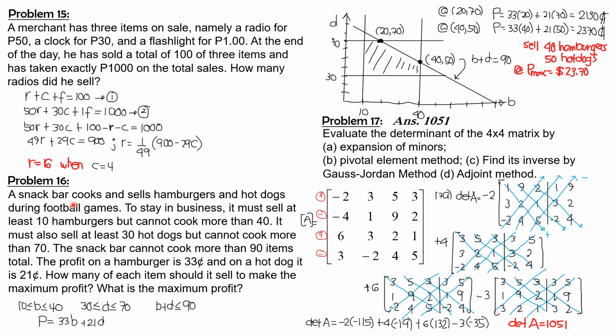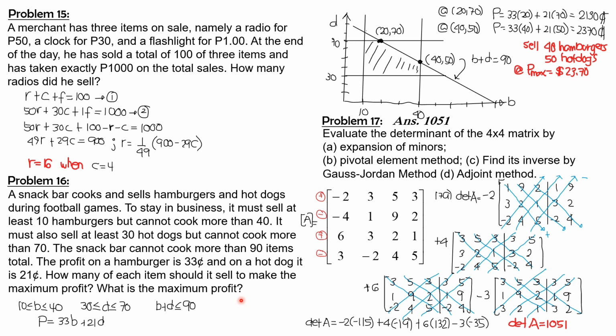Problem 16 is about linear programming. A snack bar cooks and sells hamburgers and hot dogs during football games. To stay in business, it must sell at least 10 hamburgers but cannot cook more than 40. It must also sell at least 30 hot dogs but cannot cook more than 70. The snack bar cannot cook more than 90 items total. The profit on a hamburger is 33 cents and on a hot dog it is 21 cents. How many of each item should it sell to make the maximum profit? What is the maximum profit?